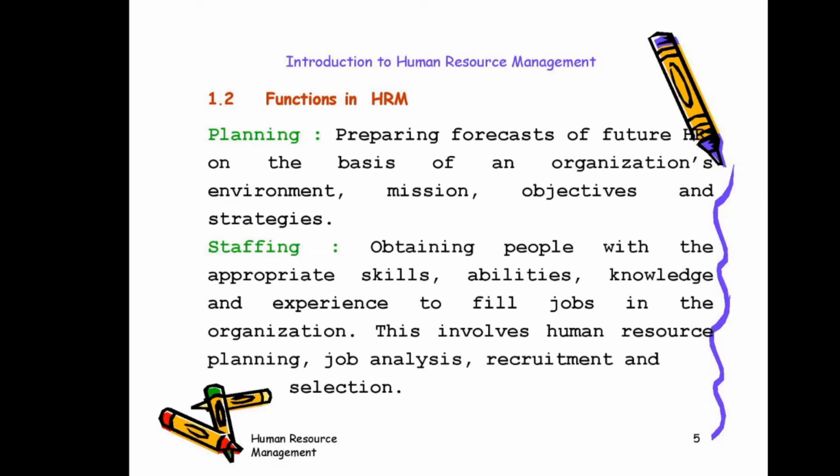Then staffing. This is the main function of HR: obtaining people with good skills, abilities, knowledge, and experience to fill jobs in the organization. In one simple phrase, the main thing is appointing the right person for the right job. This also involves human resource planning, job analysis, recruitment, and selection. We should not stop at just recruitment and selection. We should talk about skills, abilities, knowledge, and experience. And in a crisp manner, we can say appointing the right person for the right job. That is the main duty of HRM as far as the staffing part is concerned.